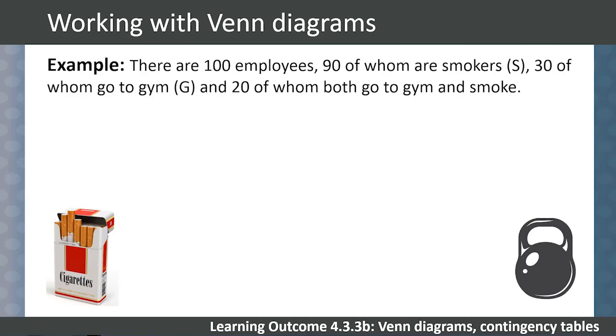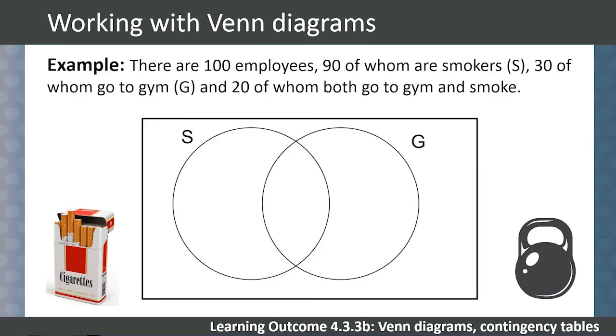In this example, we know that there are a total of 100 employees, but it is hard to see the numbers that are not in the intersection region. So, we draw a Venn diagram and write that the total number n equals 100. We fill in the number 20 in the intersecting region. Then we can work out that because there are 90 smokers altogether, we subtract 20 who also go to gym and get 70 employees who smoke but don't go to gym. And in the same way, we work out that there are 30 minus 20 equals 10 people who go to gym and don't smoke.